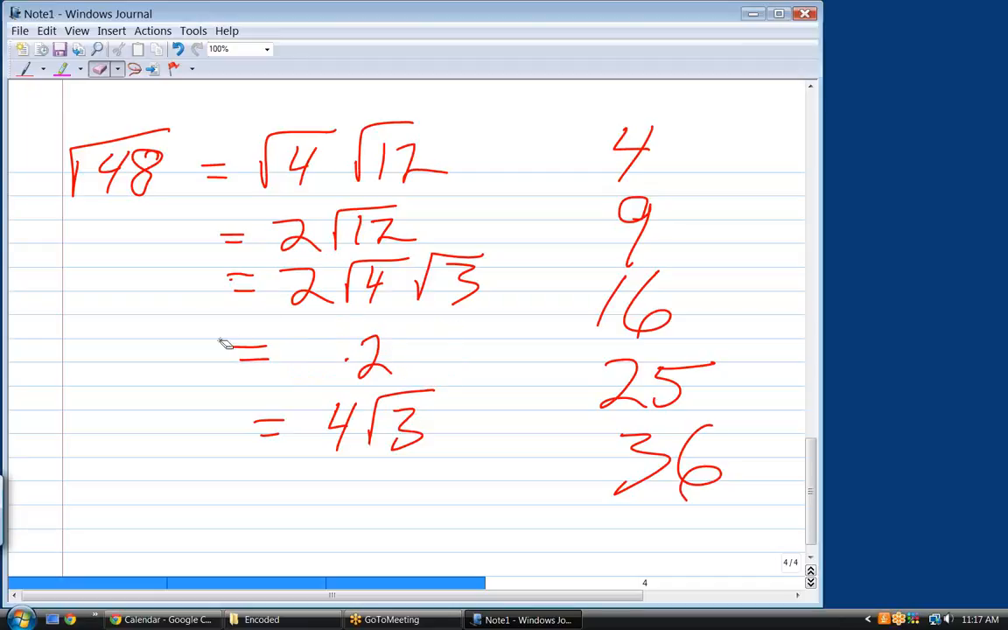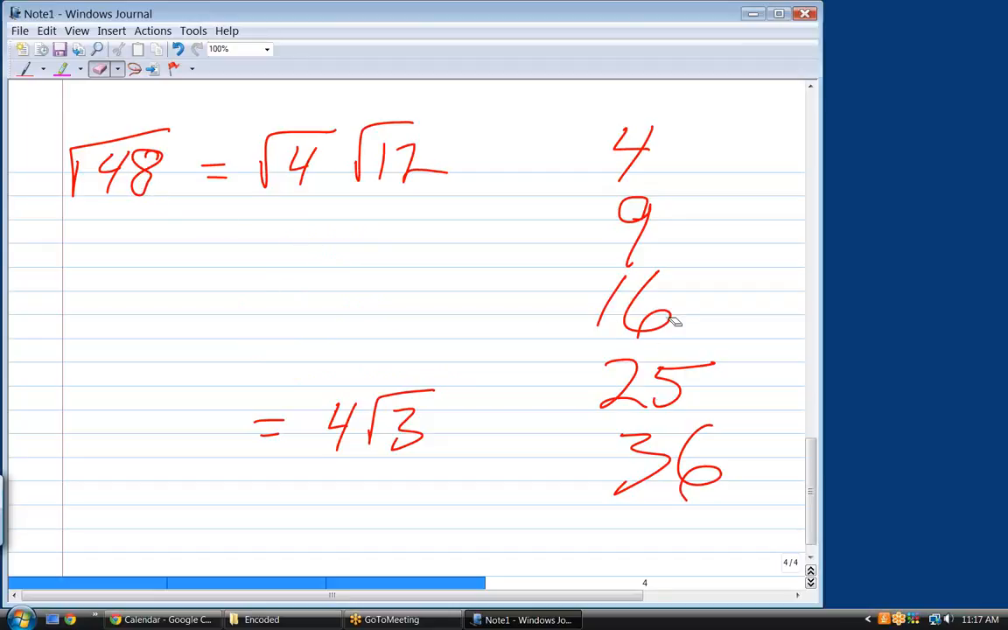But notice that had I noticed in the beginning that 48 was also divisible by 16, another number on our list, 3 times, now I get to the answer in 2 steps instead of 4. So, when you're simplifying these radicals, it's always better to find the biggest number on the list that is one of the factors. But it does have to be a perfect square number.